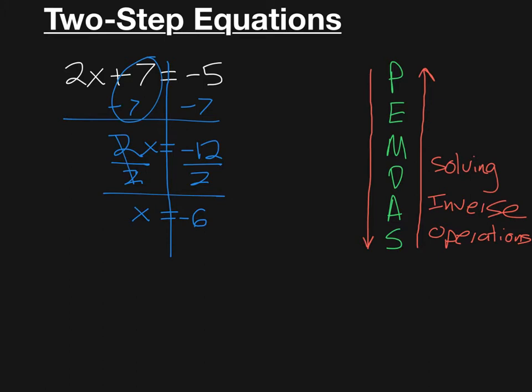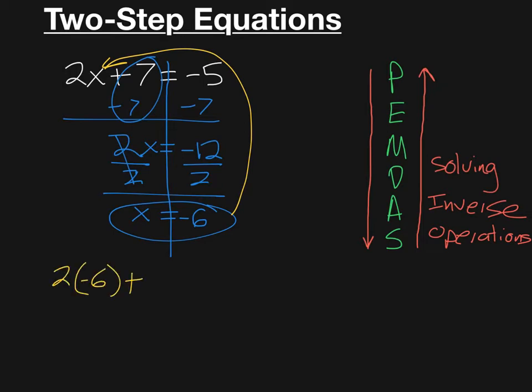Another thing we saw in class today was the importance of taking the answer you wind up with and putting it back into the problem at the beginning to see if it actually works. So here we have x equals negative 6. We're going to put it back into our equation and see if this actually makes the equation true. So we have 2 times negative 6 plus 7 equals negative 5. Now we're going to evaluate the left side to see if it actually equals negative 5.